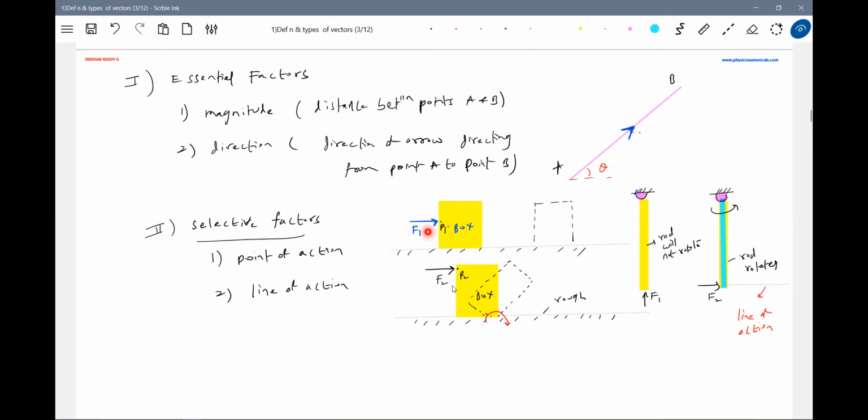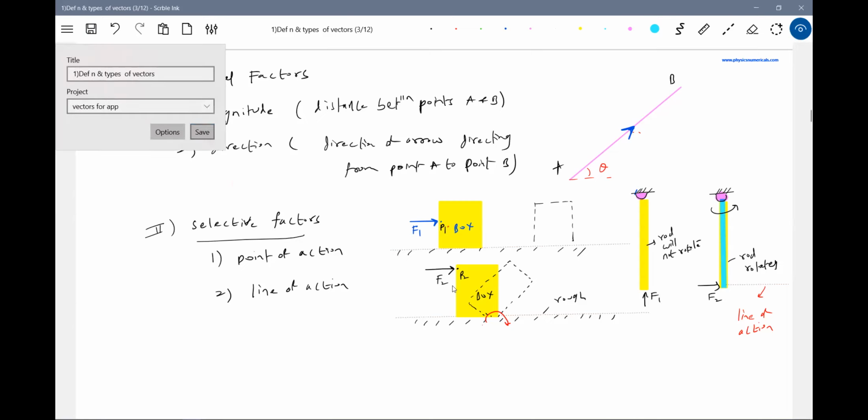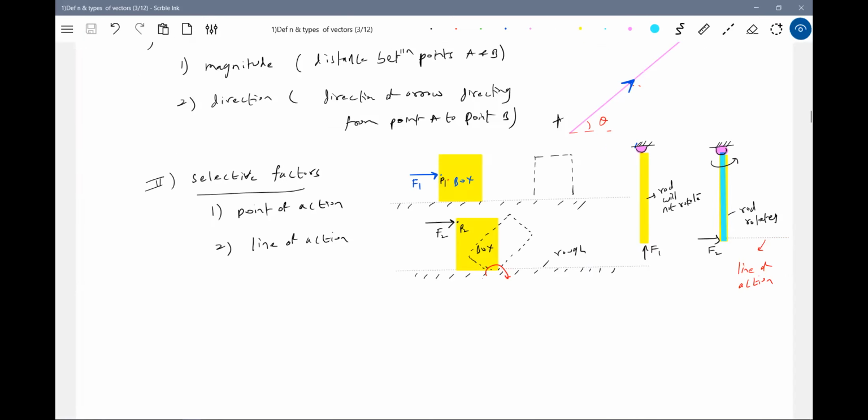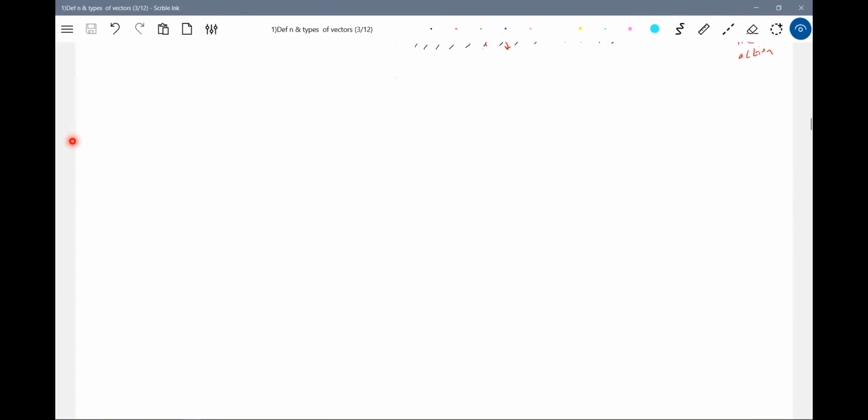This force will only make the body move. Here this force will make the body rotate. Why will it rotate? Because you applied it at one specific point, and because of the line of action it follows. So like this, we can study the force, or any physical quantity, still more perfectly by bringing in these selective factors. Okay, now these are the very basic fundamental things about vectors. We'll go for the types of vectors.